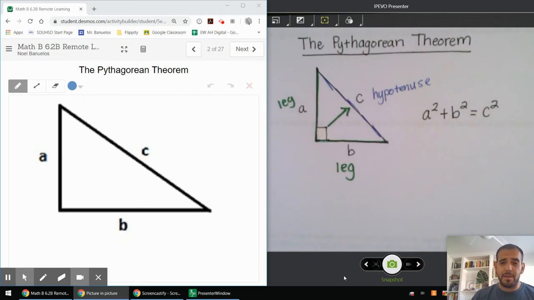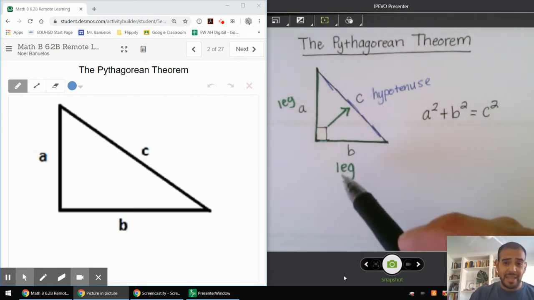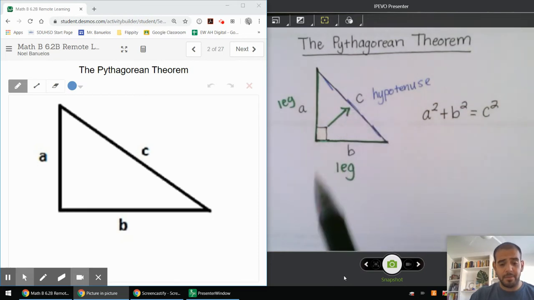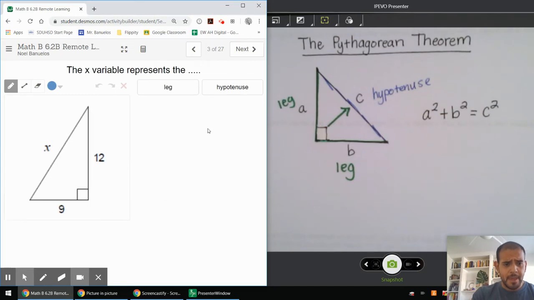Now, before we start applying that, we have to be able to identify whether you're finding a leg or hypotenuse, okay? So in the Desmos lesson, that's what you're going to work on. All you need to identify is whether the x variable in your right triangle represents a leg or hypotenuse. Okay, so what I want you to do right now is pause the video. I believe there's 4 or 5 problems, and then play the video, and then I'll go over it, okay? So pause it right now.